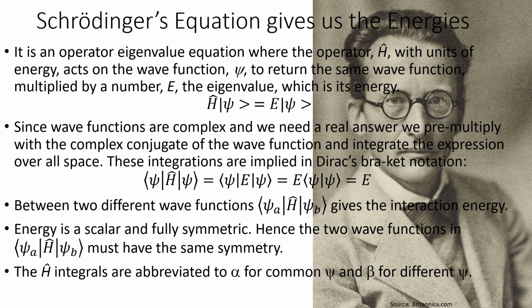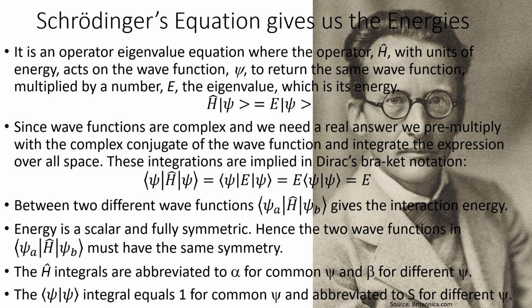But if the two wave functions are different, A and B, then that integral is called beta. And so this would be the interaction energy between two different wave functions. Of course, they'd have to be two different wave functions of the same symmetry to have an interaction energy.